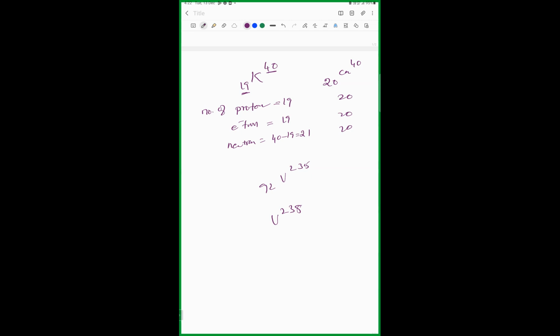So now we have an idea how to calculate the number of protons, number of neutrons, and number of electrons. Correct? The next problem is to write the electronic configuration of all the atoms.